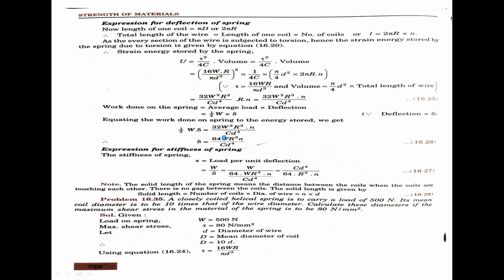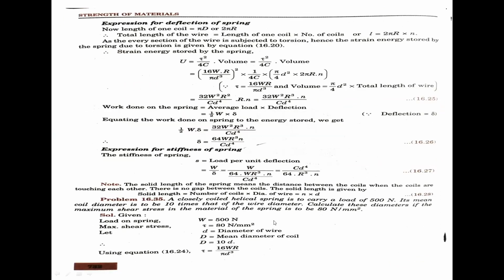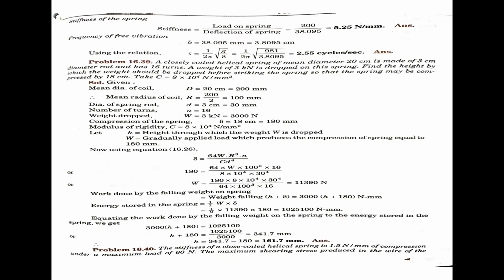Okay, another expression: for calculating shear stress, the shear stress formula is 16W into R divided by pi d cube. Next, we go to example problems for this closed coil helical spring.